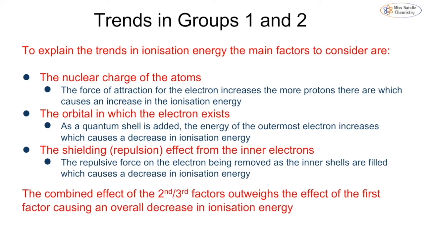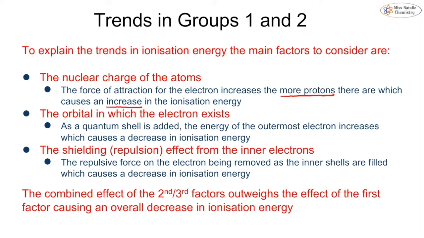So the main factors that we have to consider when we're explaining the trends are the nuclear charge of the atom, the orbital in which the electron exists, and the shielding or repulsion effects. So let's look at each of these individually. So the nuclear charge of the atom should increase the ionization energy because we are getting more protons. So we should see there being more of an attraction, and this should give us an increase.